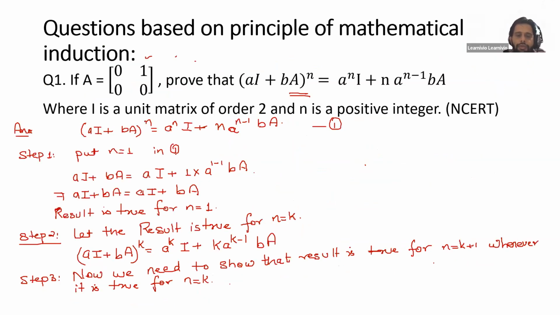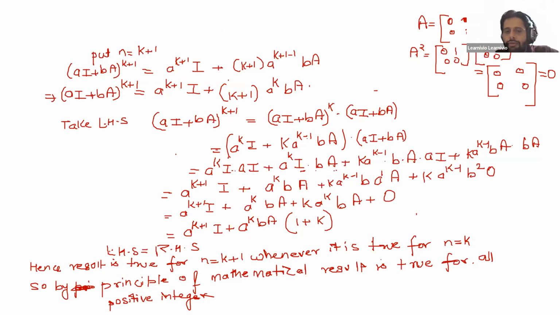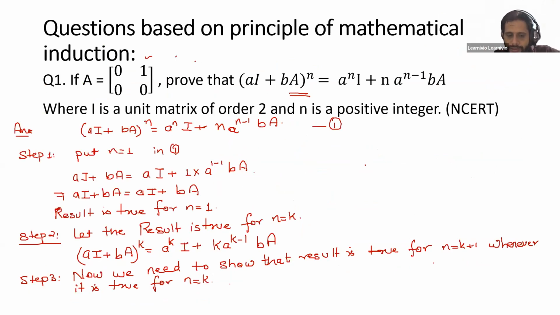So in these types of questions, you need to perform 3 steps. First step, n is equal to 1. Second step, n is equal to k. Third step, you need to prove n is equal to k plus 1. I hope this is clear to everyone. Please note this down and confirm to me. Then we will try one more question on the basis of this.